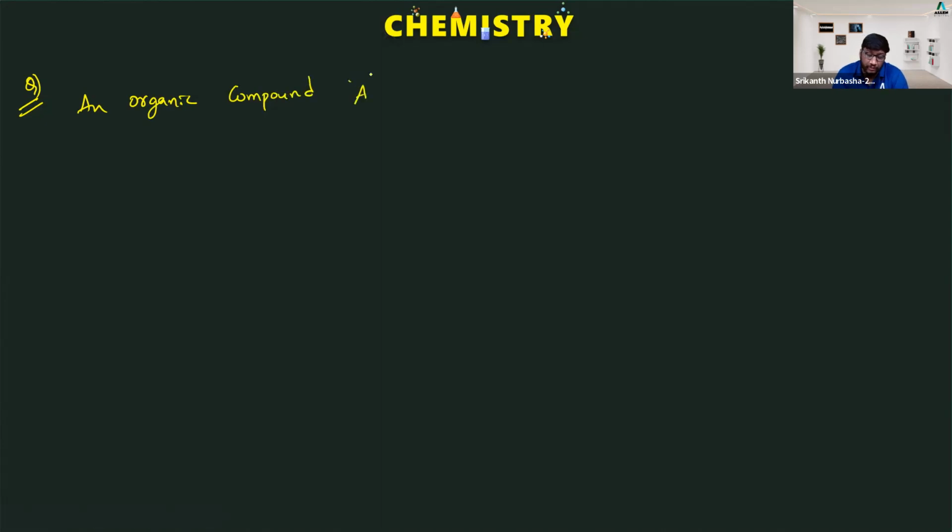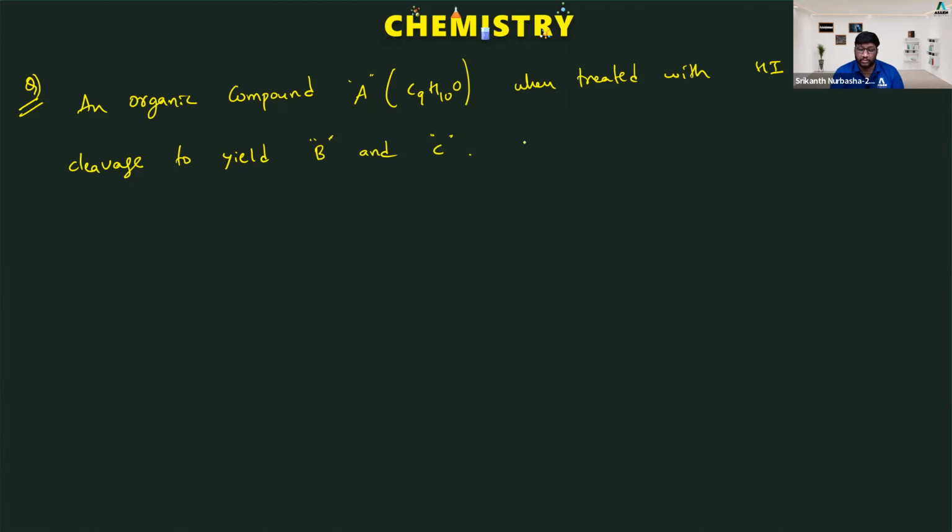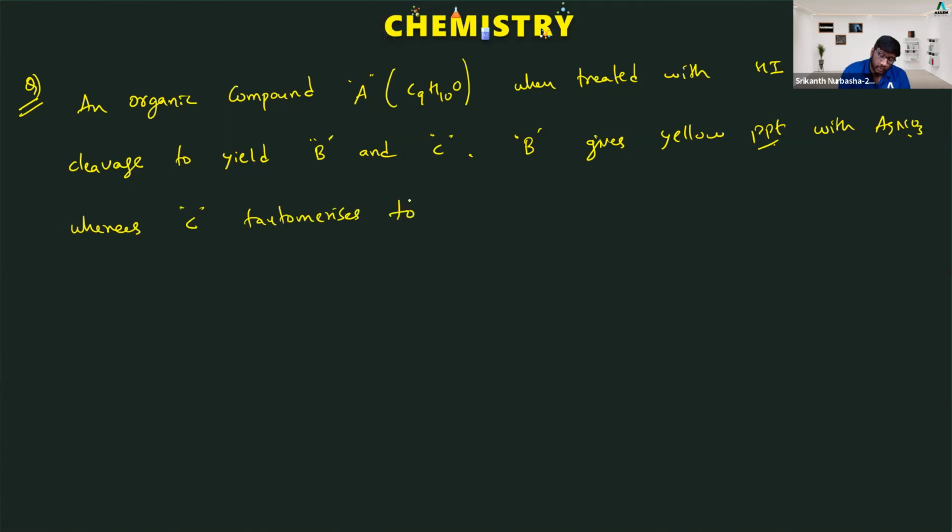An organic compound A, which has a molecular formula C9H10O, when treated with HI, undergoes cleavage to yield B and C. B gives a yellow precipitate with AgNO3, whereas C tautomerizes to D. D gives a positive iodoform test.